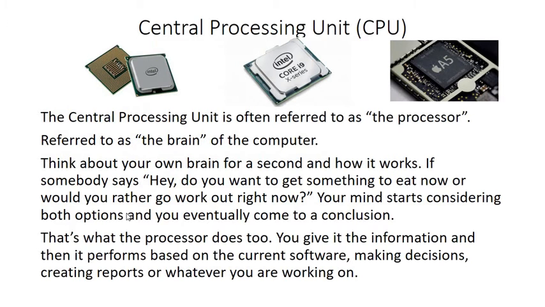So let's dive into a central processing unit, the CPU. We also call this the processor, and sometimes we call it the brain of the computer. Think about how your brain works for just a second. If somebody asks you, hey, do you want to go get something to eat now, or would you rather work out right now? Your mind starts considering all the different options, all the different reasons, and you start making your choice. And maybe I'm hungry right now. Maybe I'm not hungry right now. Maybe I'm tired right now. I've been working and I want to take a few minutes before I go to the gym and work out. Whatever. Your mind goes through all these considerations and comes to a conclusion.